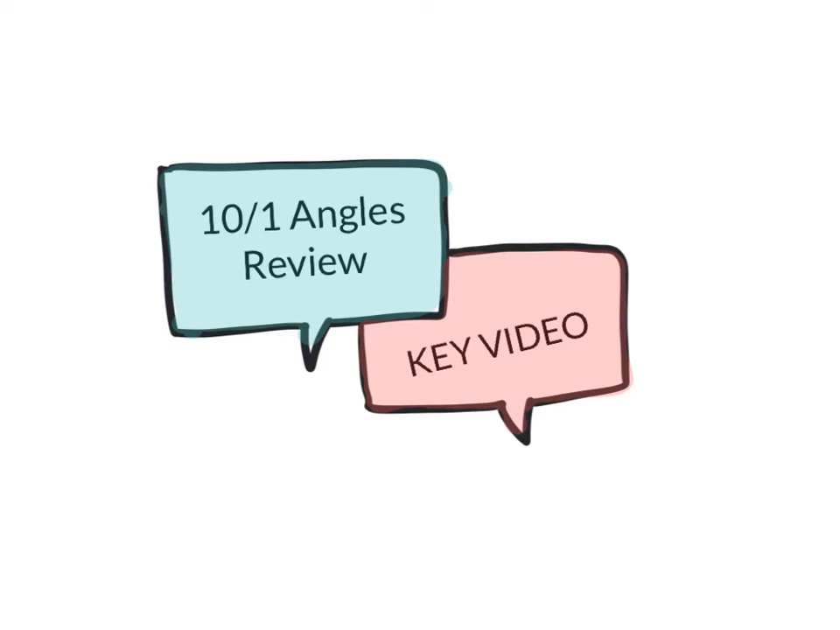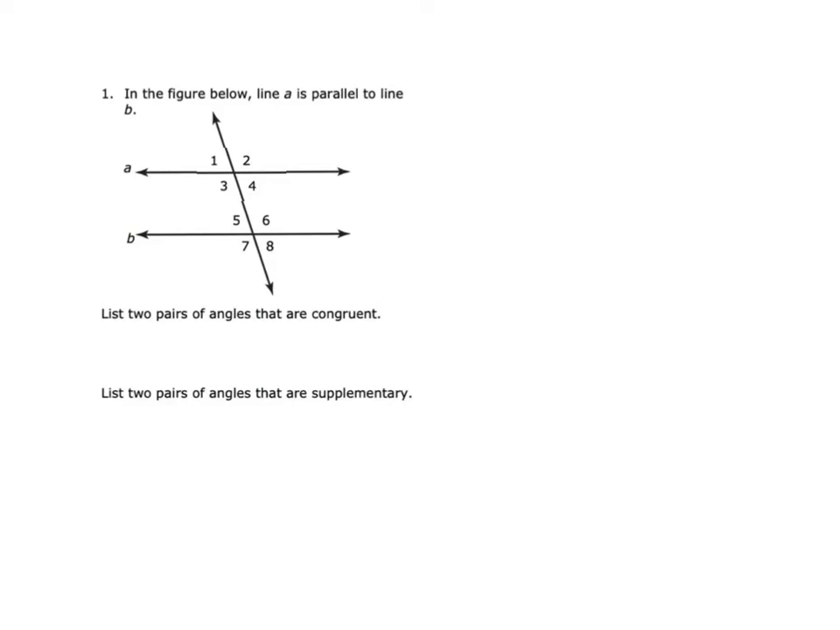This video goes over the key for our angles review. Question 1 asks us to identify two pairs of angles that are congruent, and there are a couple of them that we could choose from. So we can think about angles that are across from each other, for example 2 and 3, those are always congruent. So we could list angle 2 and angle 3.